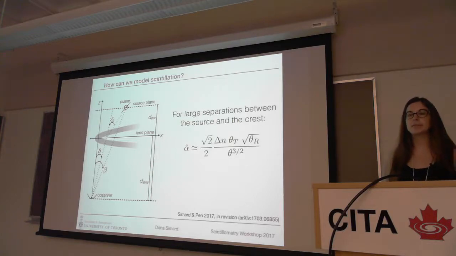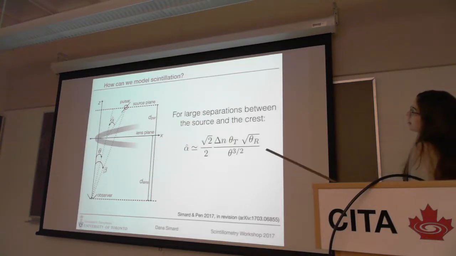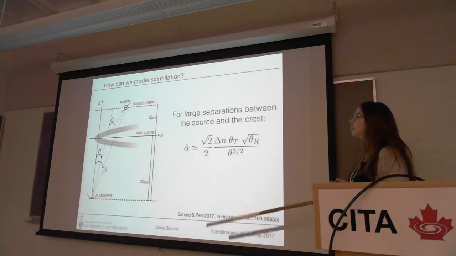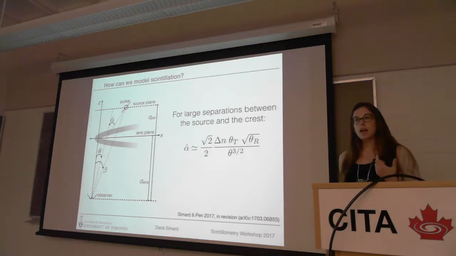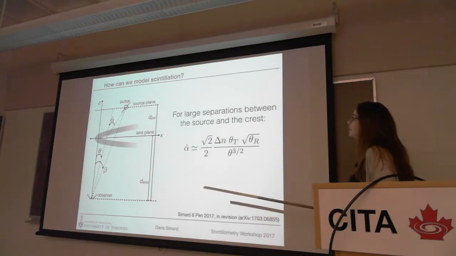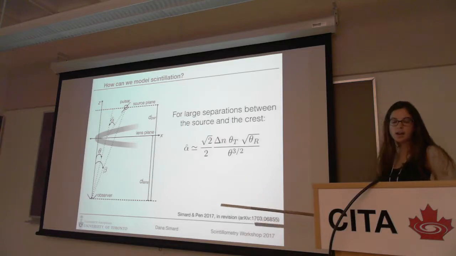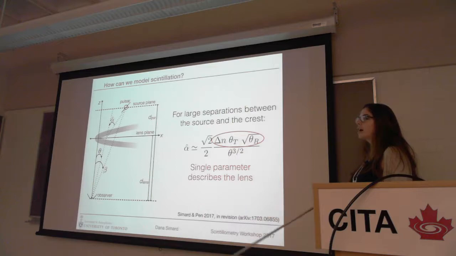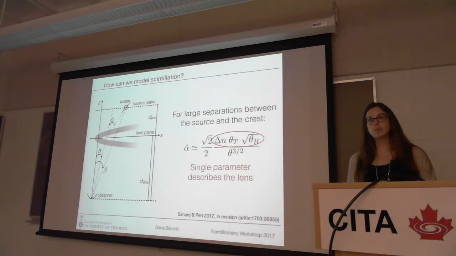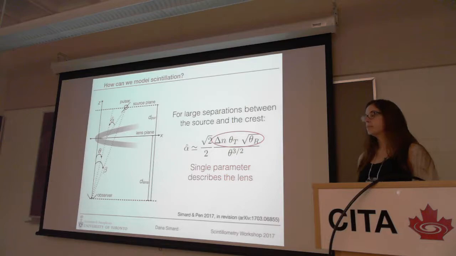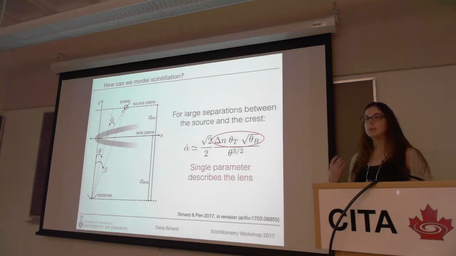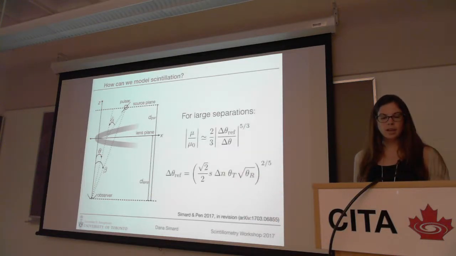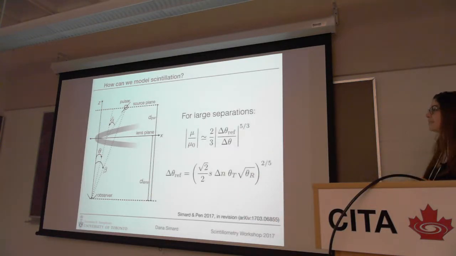And what's nice about this model is that when you have a very large separation between the source or the pulsar and the crest, so when you're in this large delay limit here, then this alpha hat parameter depends only on this single parameter. So now we can describe all of the physics of our lens with a single parameter. And if we want to parameterize our lens and then use that to make predictions, we just need to determine this parameter. So how would we go about doing that?